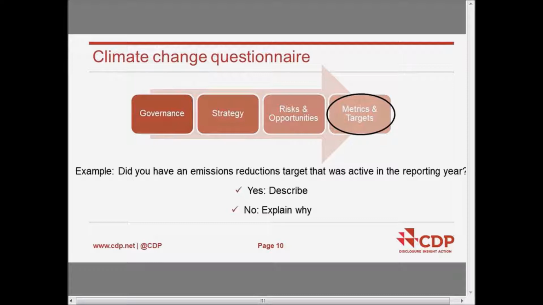For instance, this question asks whether the company had an active emissions reduction target during the reporting year. For a company in the earlier stages of their environmental journey, it is important to note that CDP and our requesting investors do not expect every company to have access to all of the information requested. Instead, we encourage companies to start with the information that is most relevant and available to your business this year. For many, that means starting with the more qualitative questions in the climate change questionnaire.